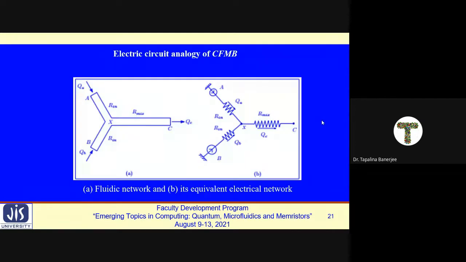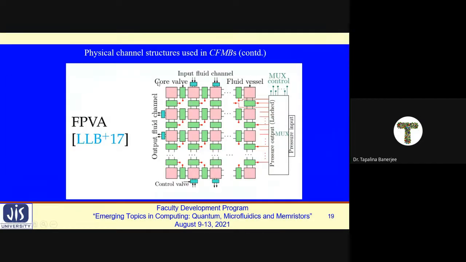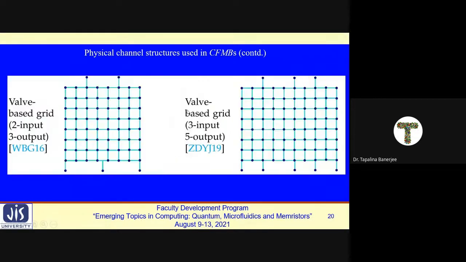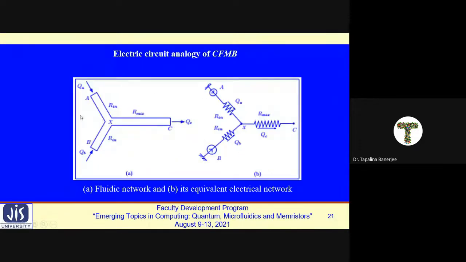Now, there is a one-to-one correspondence between a hydraulic circuit and its equivalent electrical circuit. Before that, we have described different types of physical channel structure, right? Now we are going to map, and we are willing to see how this mapping is possible. Okay, let's see.